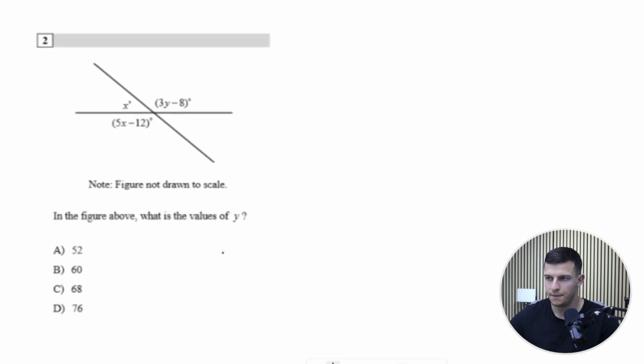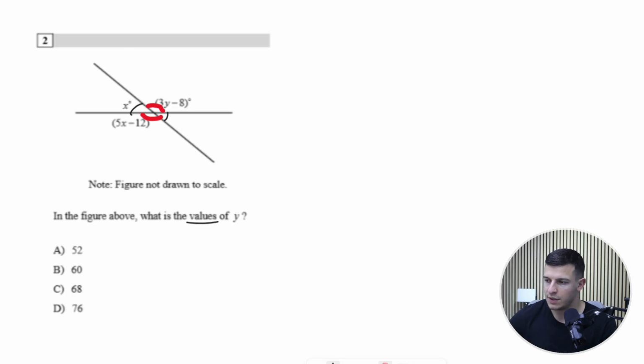Moving on. In the figure above, what is the value of y? Now, what do we have here? We have 3 angles that are given. These angles are called vertical angles, which means they're equal to each other. The black ones and the red ones are not equal to each other, but the black ones are equal to each other, and separately, the red ones are equal to each other.